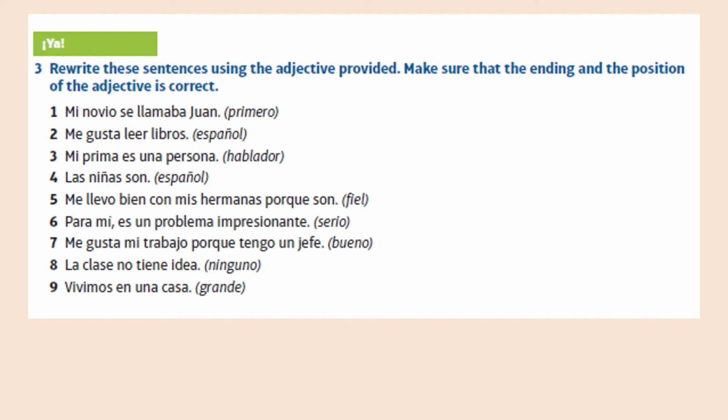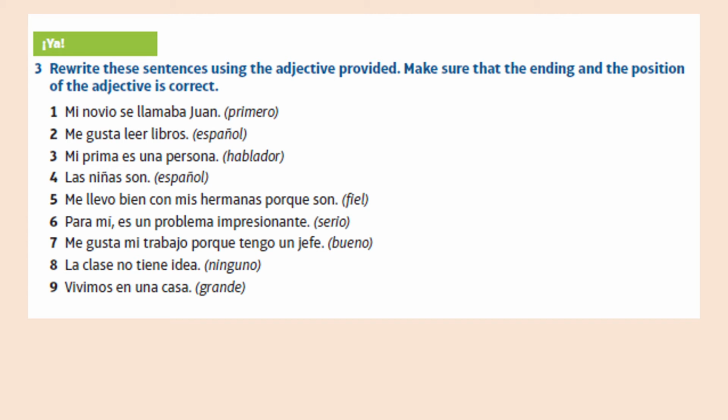You need to rewrite these sentences using the adjective provided. This does not mean that the adjective always goes at the end like it is in the brackets. You need to place it in the correct part of the sentence. Rewrite the answers in your book and then come back to the video for the answers. Excellent. Right. Number 1. Mi novio se llamaba Juan, and we need to use primero as the adjective.